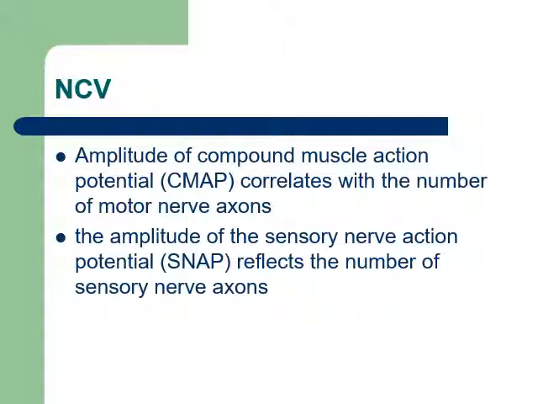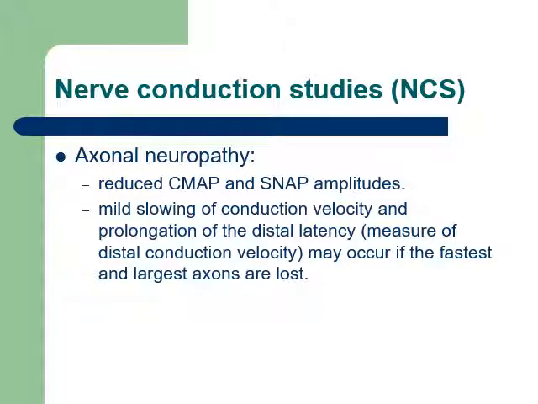When we do nerve conduction velocity studies, we know we will have what's called compound muscle action potential, which correlates with the number of motor nerve axons. So when the motor nerve axons are damaged, it will be affected. The same in the sensory. The more fibers damaged, the more affection. In axonal neuropathy, there will be reduced CMAP with mild slowing of the conduction velocity and prolongation of the distal latency. This only occurs if the fastest and largest axons started to be lost.